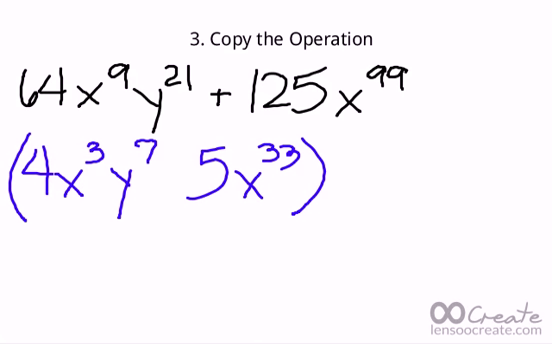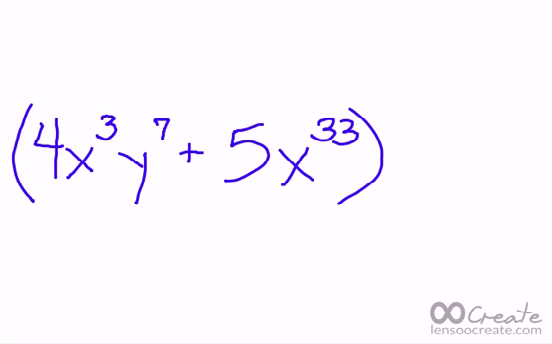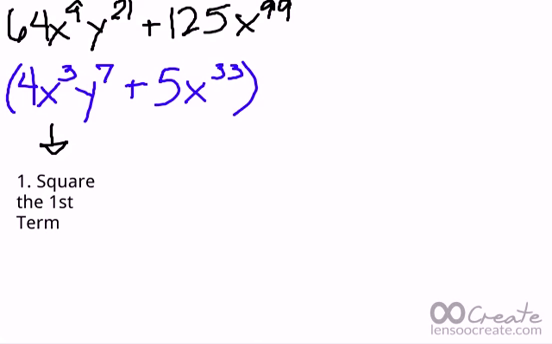And for the third or last step, to complete the binomial factor, we need to copy the operation. We need to put it here. And the binomial factor is now complete. This is now the binomial factor. But we also need to get the trinomial factor.